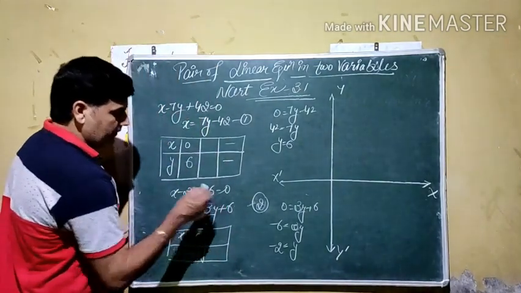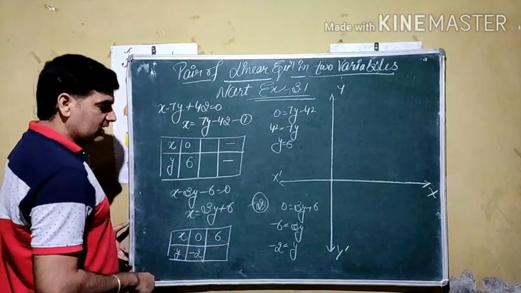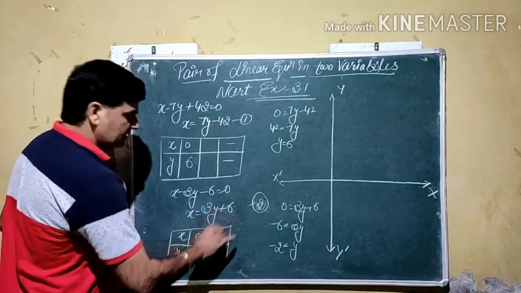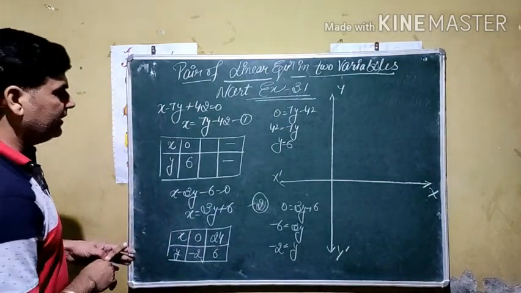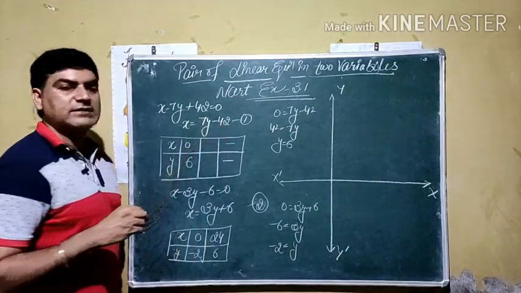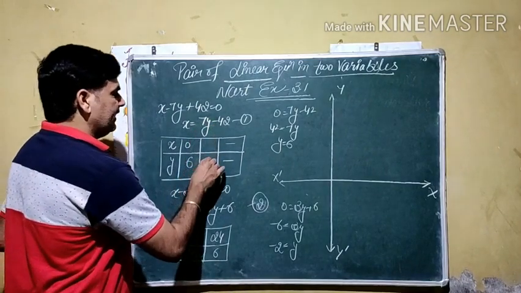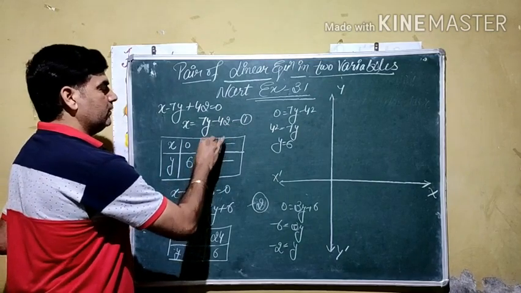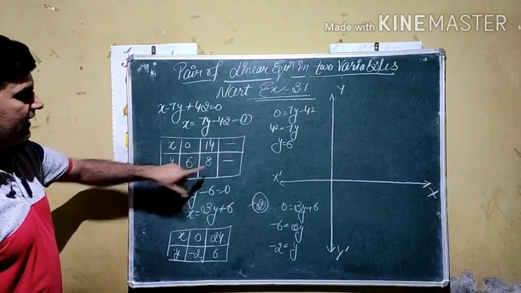If we use y replaced by 6, what is the answer here? 3 sixes are 18, 18 plus 6, 24. Same here we are going to do. If we use a value of y more than 6, because it becomes 0 at 6, suppose we take the value of y as 8. 7 eights are 56 minus 42, it becomes 14 as the answer. It means the value of x is 14 when y is 8.